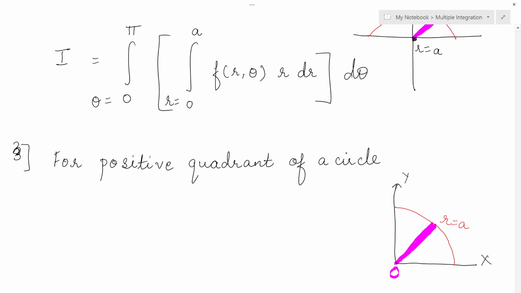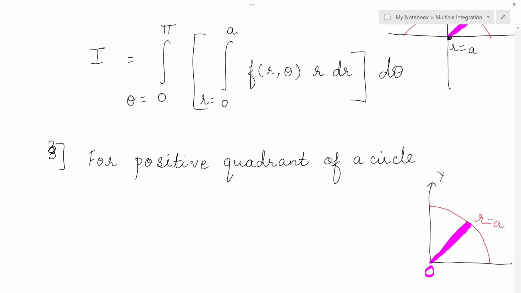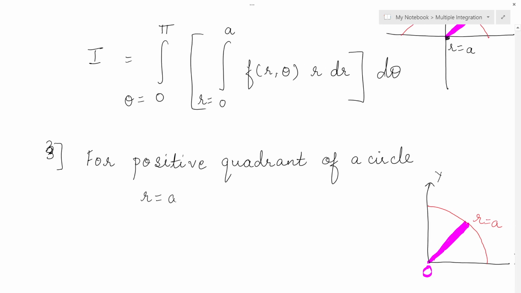Okay. But the theta will be different. What will be the theta? Yes, from the diagram, obviously it can be seen it is 90 degrees. So for a positive quadrant of a circle, the circle is same, R is equal to A.